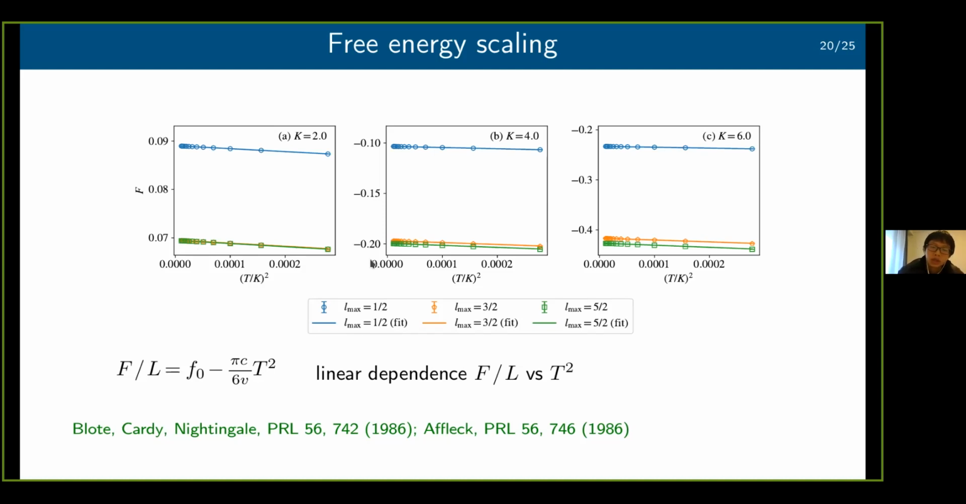For all the coupling constants that we use, and for all the truncations of the largest angular momentum that we use, we obtain a linear dependence between the free energy and the temperature squared, which verifies the critical behavior of this model for all these coupling constants.